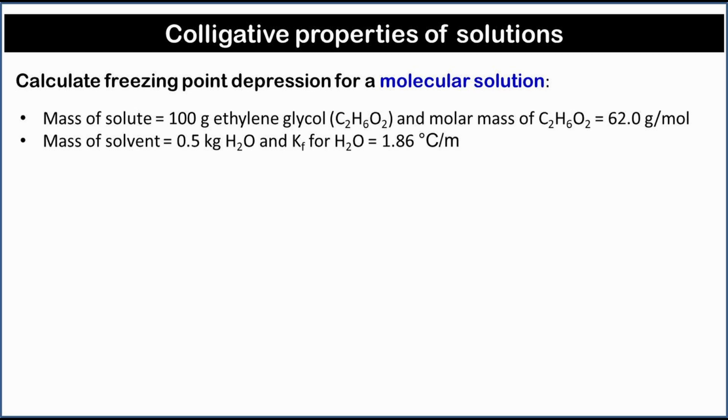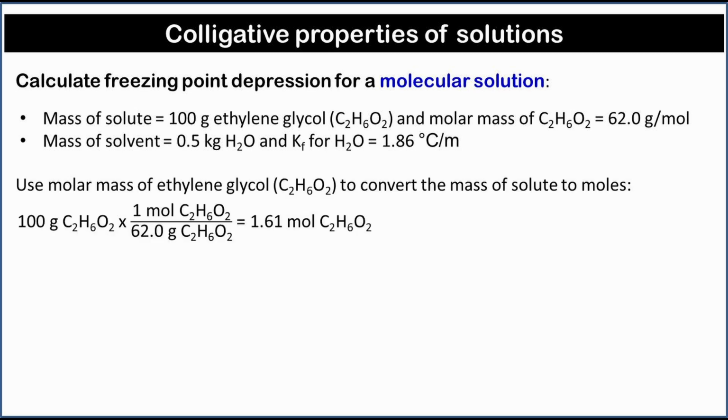Here is a sample problem to calculate the freezing point depression for a molecular solution. Given the mass of solute, 100 grams of ethylene glycol, C2H6O2, with a molar mass of 62 grams per mole. Given the mass of solvent, 0.5 kilograms of water, with a molar freezing point depression constant equal to 1.86.